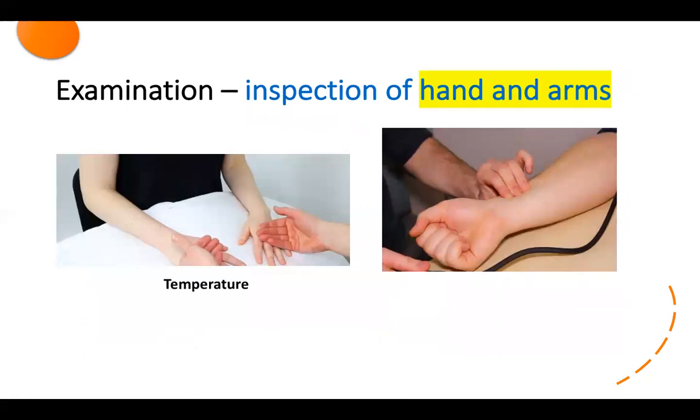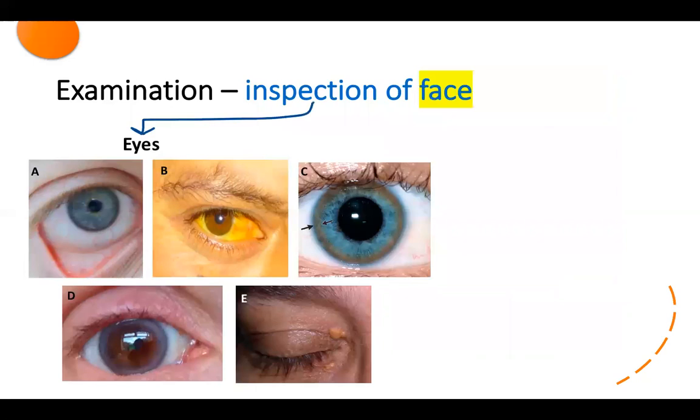Lastly, you want to check the temperature of the hands and you want to check the heart rate. So you check it for 15 seconds, multiplied by 4. Also comment on whether it's regular or irregular as well. Okay. Once you've examined the hands, you want to move on to the patient's face. So you'll start with the eyes.